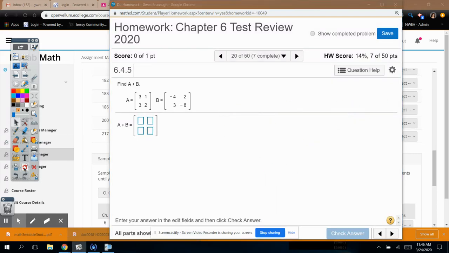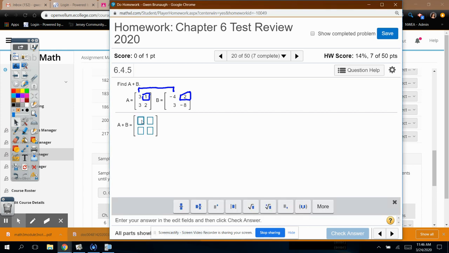Okay, we're just going to add these two matrices. You could use your calculator, but why? You're just adding, so you're going to take this 3 and add it with this spot. The 1 you'll add with this guy. And we're just going to add the like pieces together. So 3 and -4 is -1. 1 and 2 is 3. Then I have 3 and 3, which is 6. And 2 and -8, which is -6.